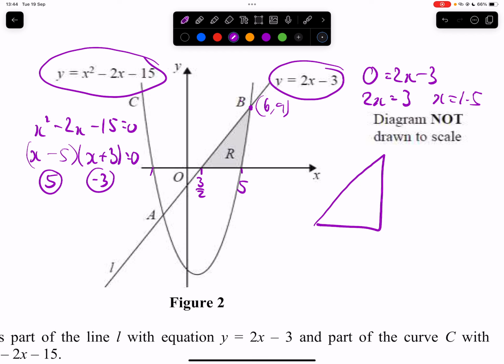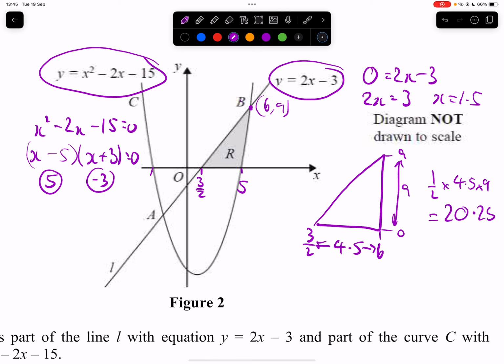So we know this point here, B, which is at the coordinate 6, 9. We can work out the area of the triangle that goes from 1.5 to 6, and from 0 up to 9, by doing a half of the base, which is 4.5 wide, times the height, which is 9 wide. So half times 4.5 times 9, which gets us 20.25. So that's this area all the way from here to here and across.